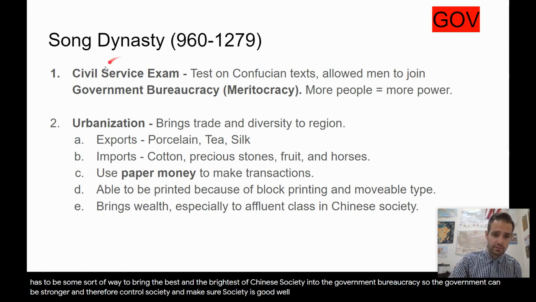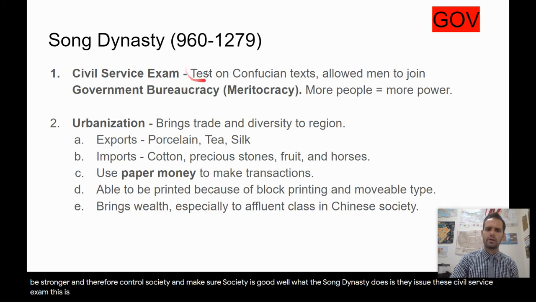Well, what the Song Dynasty does is they issue the civil service exam. This is a test. Ooh, oh yeah, I spelled it right. Test based on Confucian text.